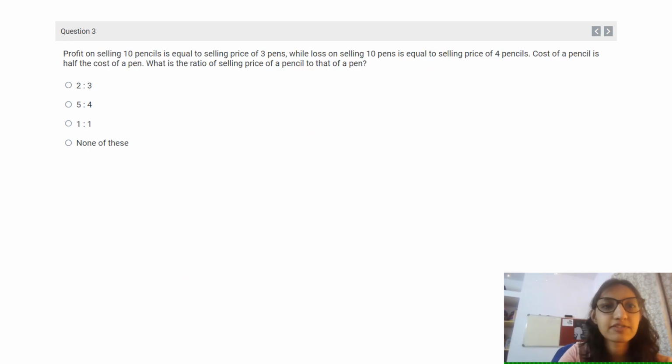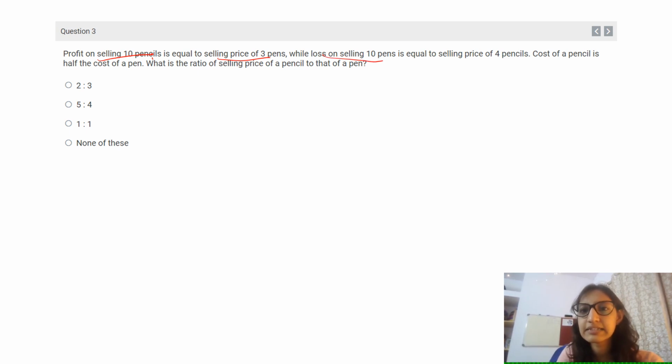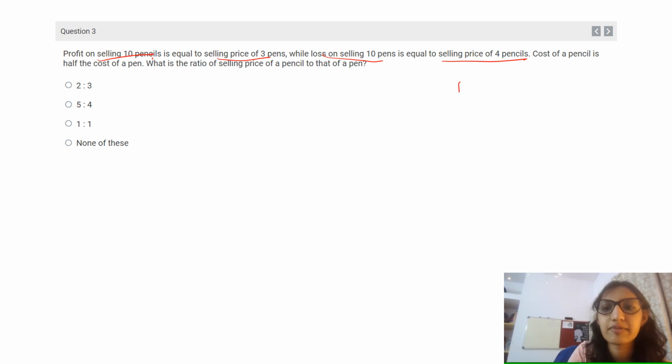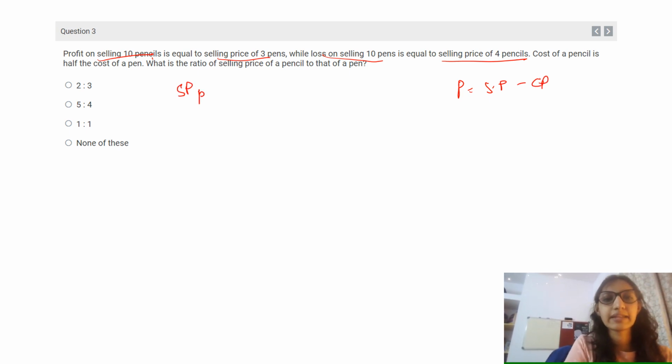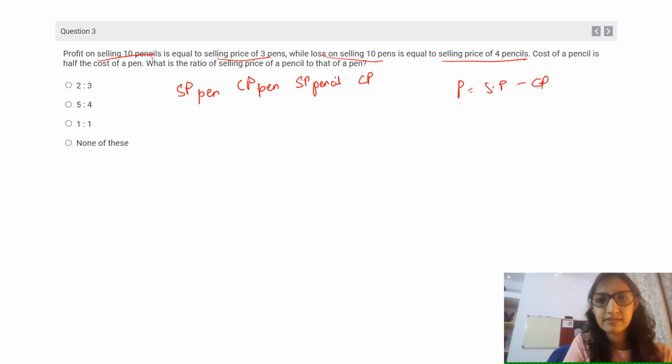Okay, so let's see what the next question is. It's mentioned: profit on selling 10 pencils is equal to the selling price of 3 pens, and loss on selling 10 pens is equal to the selling price of 4 pencils. Okay, so this is just simple, profit is equal to selling price minus cost price. So let's just assume the selling price of pen, cost price of pen, selling price of pencil and cost price of pencil, and write all the equations.